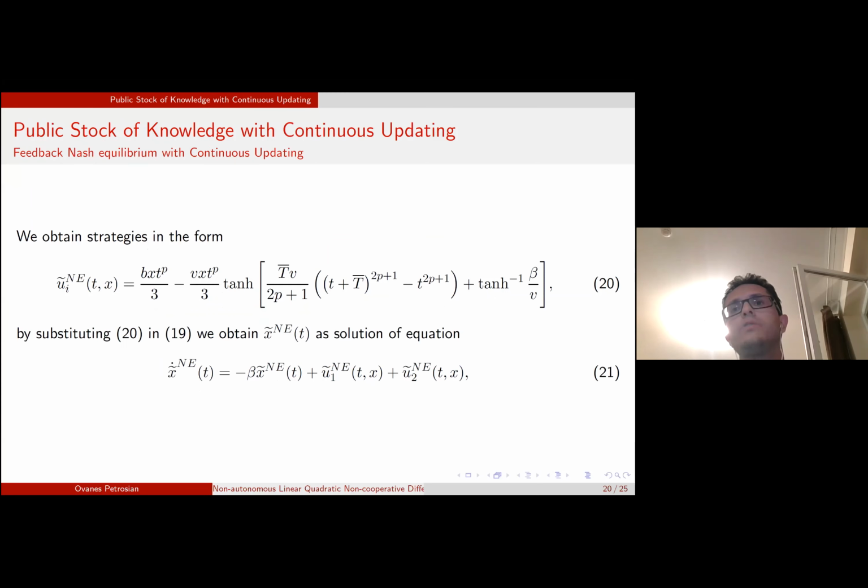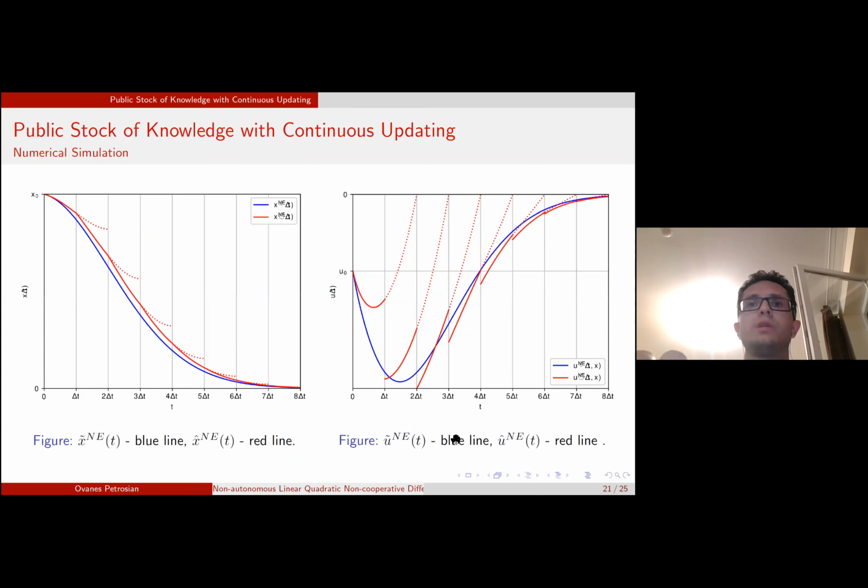So on the slide, you can see the solution for this specific game model. This is the Nash equilibrium with continuous updating, which was obtained using the sufficient conditions presented before. And then we can obtain the corresponding trajectory by substituting this Nash equilibrium into the state equation. I do not show the technical details here. Maybe the time is not enough.